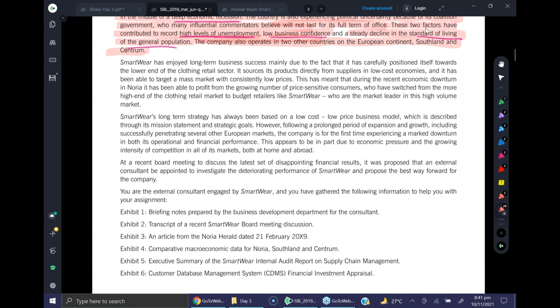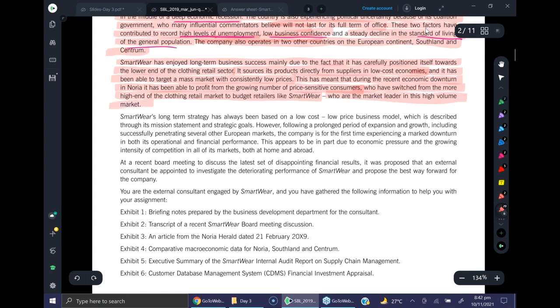All right, guys. SmartWear has enjoyed long-term business success mainly due to the fact that it has carefully positioned itself towards the lower end of the clothing retail sector. Lower end means the product price is not very high. It sources its product directly from suppliers in low-cost economies, and it has been able to target a mass market with consistently low prices. This has meant that during the recent economic downturn in Noria, it has been able to profit from the growing number of price-sensitive consumers who have switched from the more high end of the clothing retail market to budget retailers like SmartWear, who are the market leader in this high volume market.